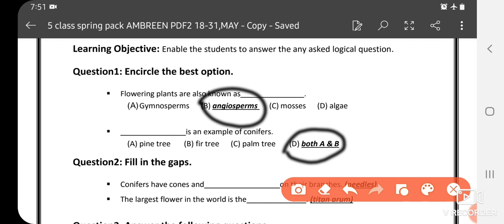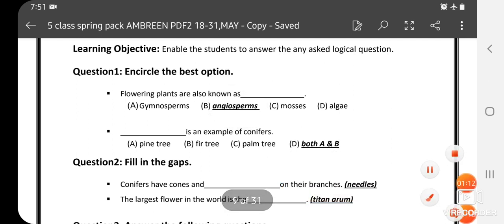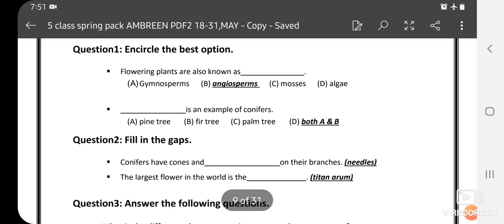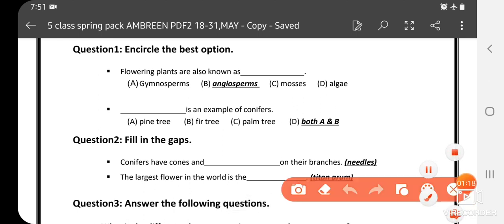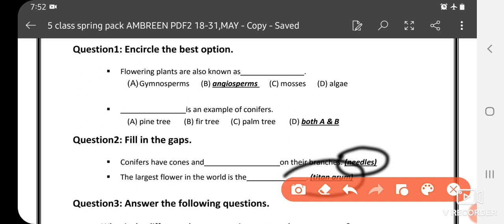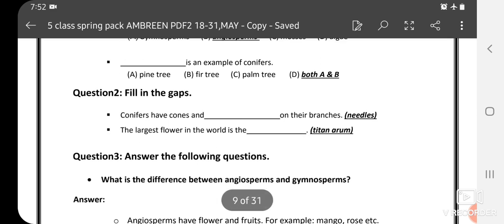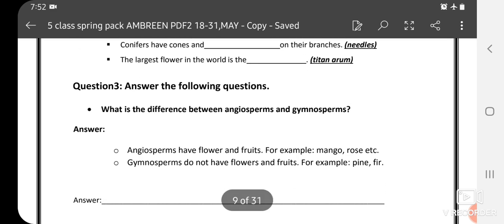Next is fill in the gaps. Number 1, conifers have cones and dash on their branches. The answer is needles. Number 2, the largest flower in the world is the dash. Answer is titanium.